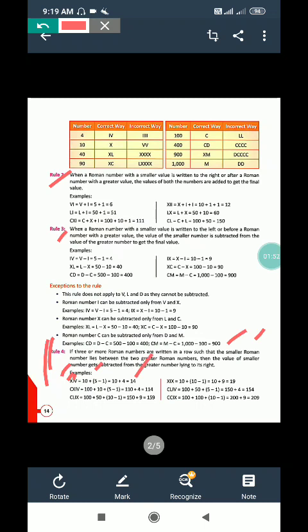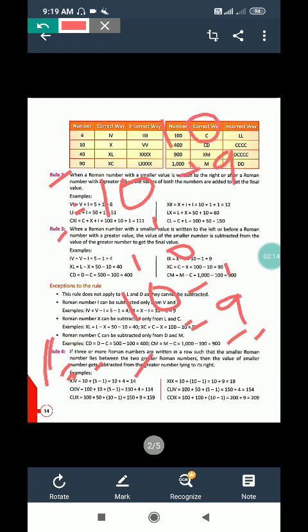Similarly, we will take another example, X, I, X. We know the value of X is equal to 10, I is equal to 1, and again X is equal to 10. That means 10 minus 1 is equal to 9. So the value of that one is 10 plus 9 equals 19. So the value of XIX is equal to 19.